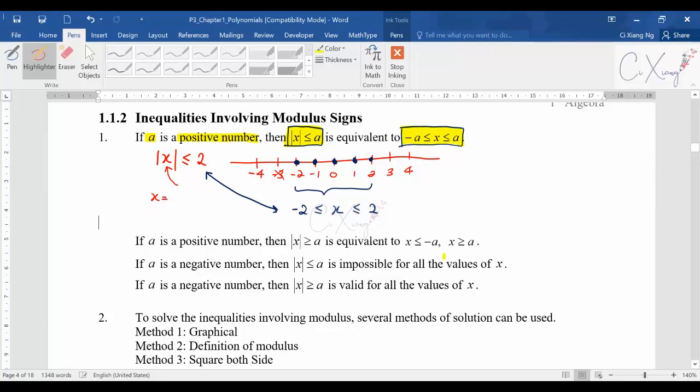All right. Okay, then now we proceed to the second important information. When A is still a positive number, modulus x greater equals to A, you can write it become x smaller equals to negative A, and also x greater equals to A. Alright, so what's the meaning?